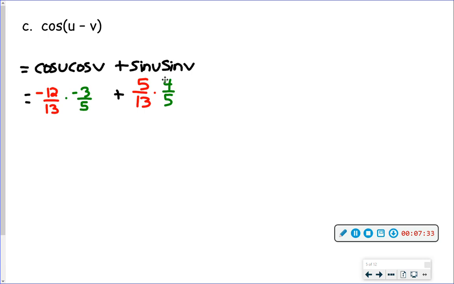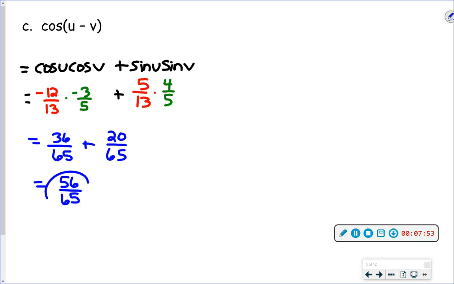Now we just have to, of course, do the fraction simplification. Multiply, of course, before we add. -12 times -3, 13 times 5. Then I'm going to do 5 times 4, 13 times 5. Super happy, common denominator. I'm just going to add them up, 36 plus 20, and then over 65, which does not reduce. So there we have it.